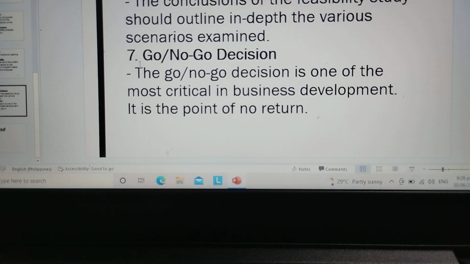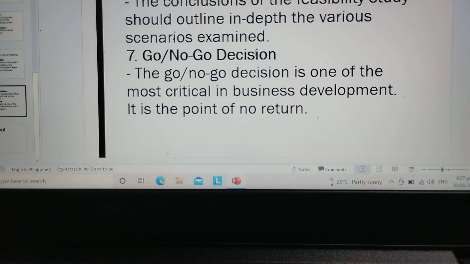Now, for the last, number 7, go or no-go decision. The go-no-go decision is one of the most critical in business development. In other words, it is the point of no return. Once you have definitely decided to pursue a business scenario, there is usually no turning back. The feasibility study will be a major information source in making this decision. This indicates the importance of a properly developed feasibility study.